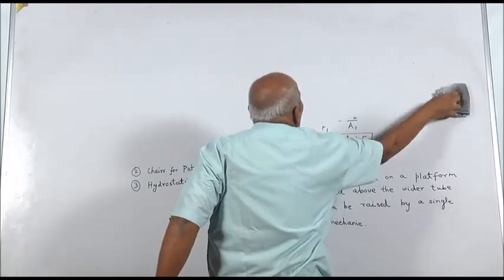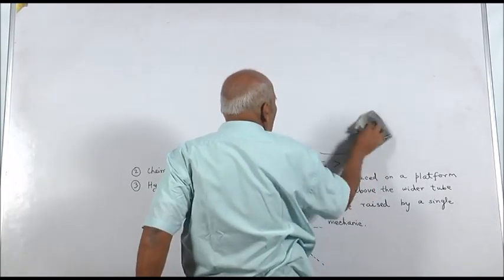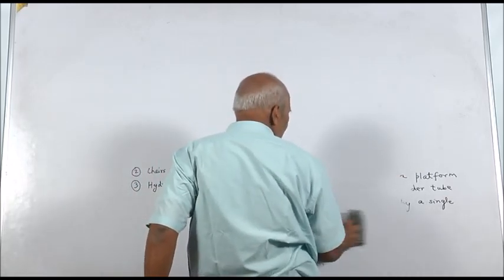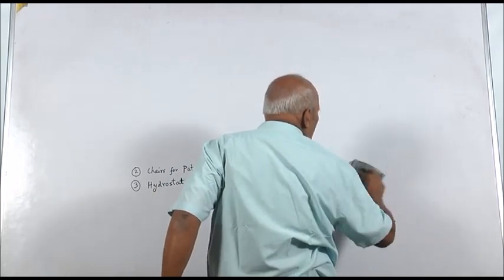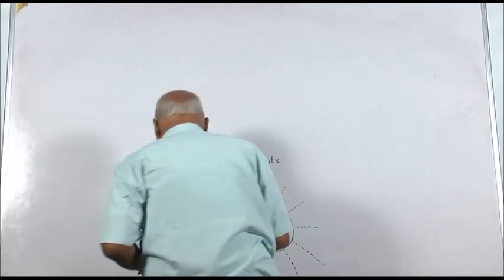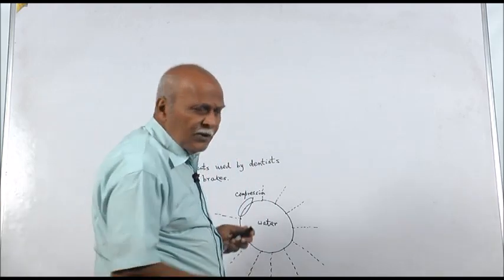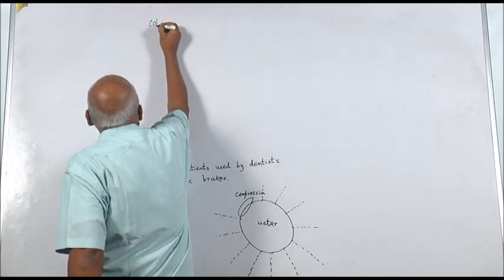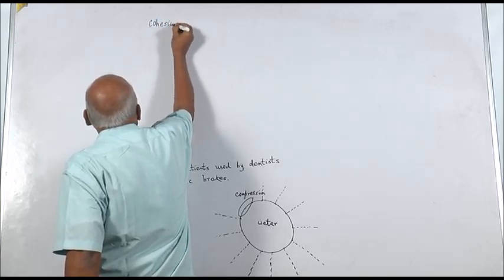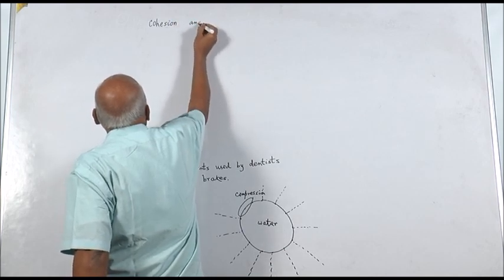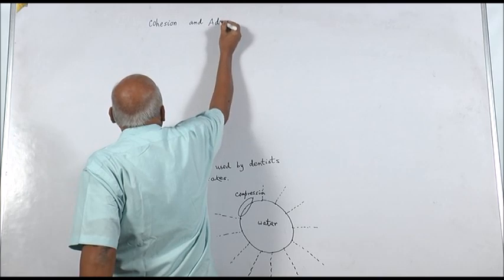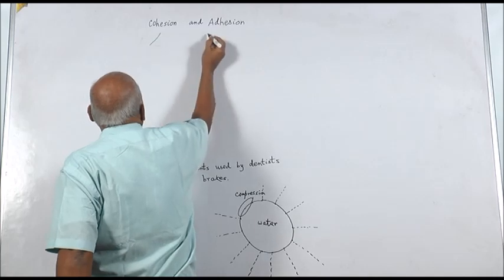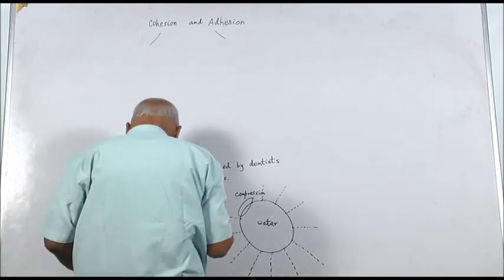And now we come to a few definitions, after which we can apply the theories for liquids at rest. One is cohesion and adhesion. So, what is the meaning of cohesion and adhesion?